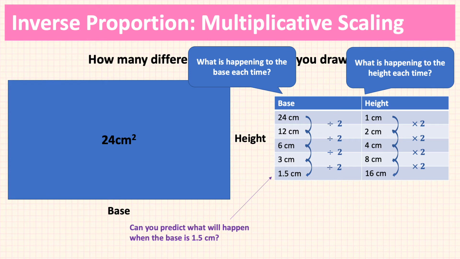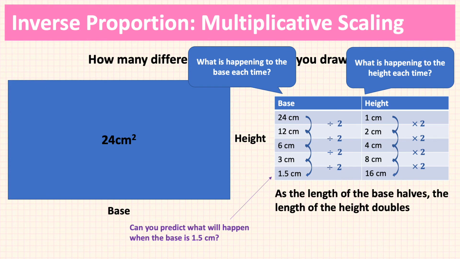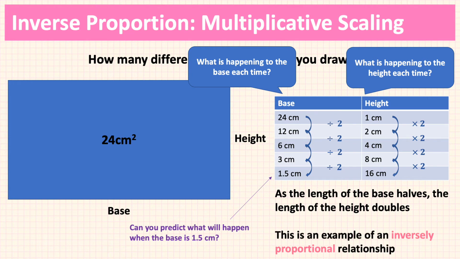So how we can summarise this is to say that as the length of the base halves, the length of the height doubles. And if you look at the base times the height in each row, 24 times 1 gives us 24. 12 times 2 gives us 24. 6 times 4 gives us 24, and so on. Multiplying the base by the height must always give us 24. Then we know we have a rectangle with the same area. Now this is an example of an inversely proportional relationship, and that's what we're going to define next.